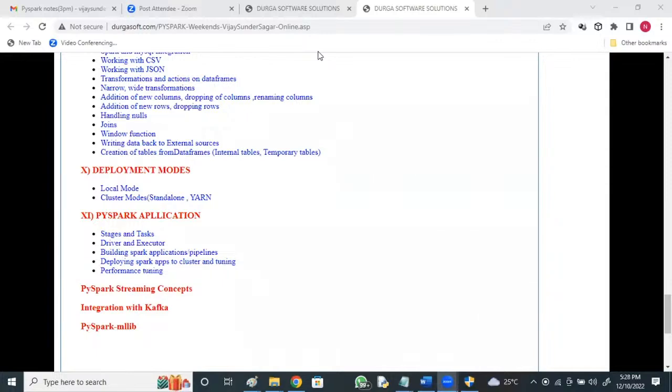Yes. So the timing will be 4:30 to 6:30. Saturday 4:30 to 6:30, Sunday 4:30 to 6:30 is this batch timing. So tomorrow also you can attend the session, everyone, to see more on this.